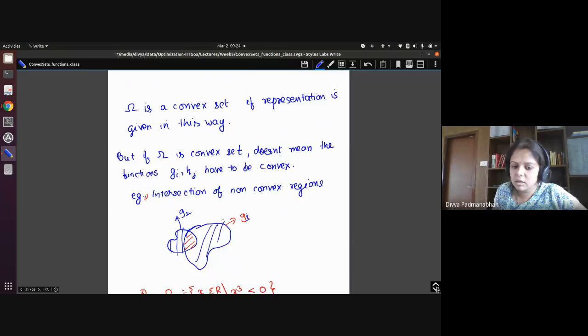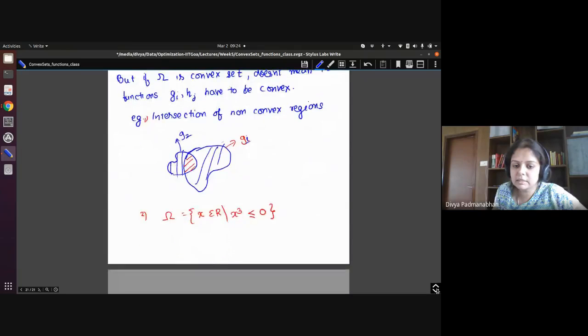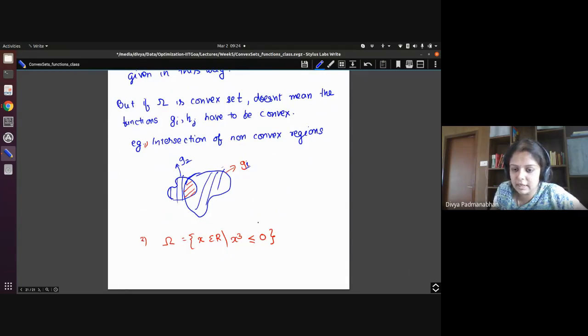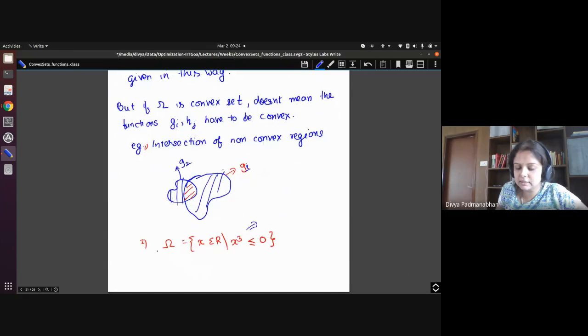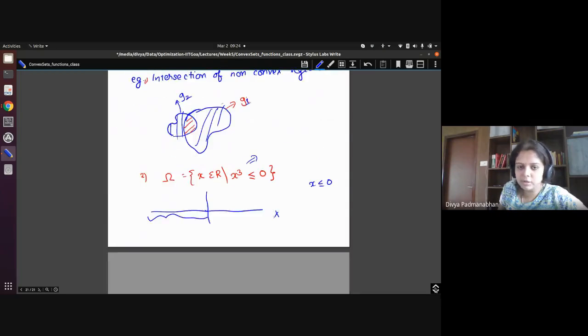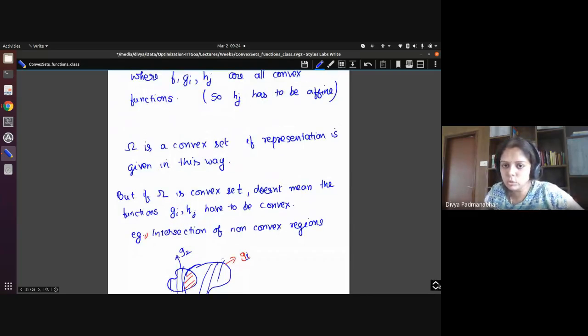Another example is this set omega, which is written as a non-convex representation. If you take the set on the real line where x cubed is less than or equal to 0, it's just this part. But the function x cubed is not a convex function. If you wrote it as x less than or equal to 0, that was okay. These are just some minor points, but something you need to pay attention to.